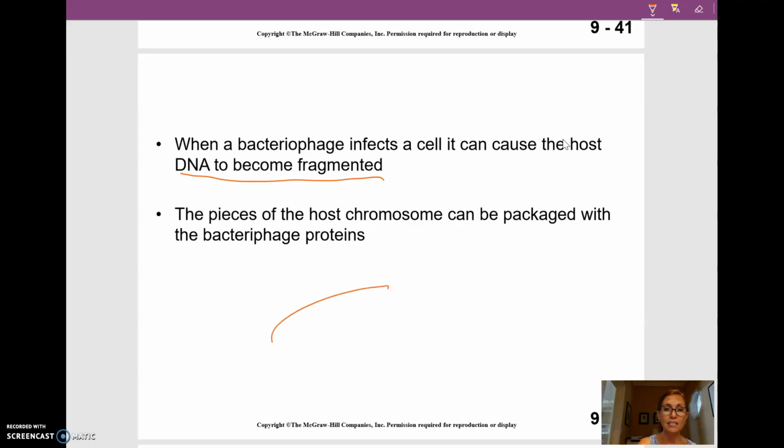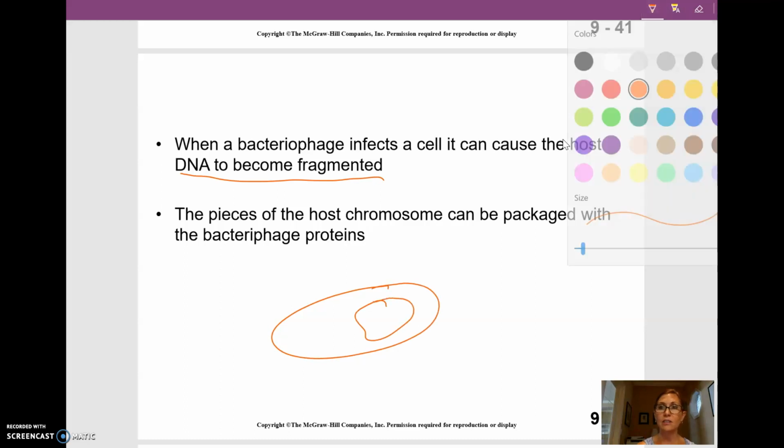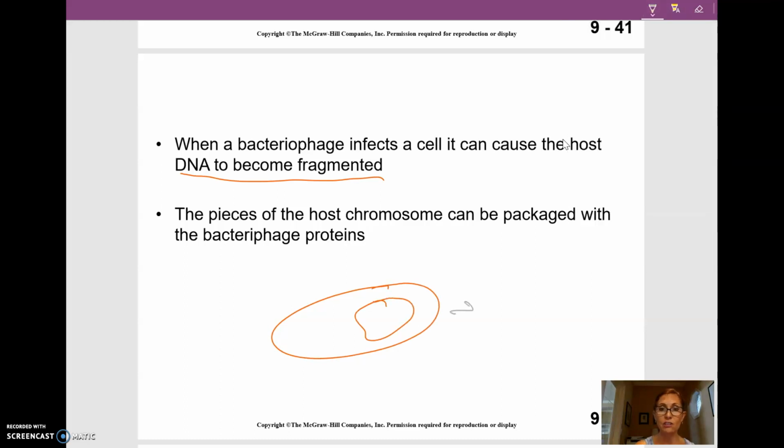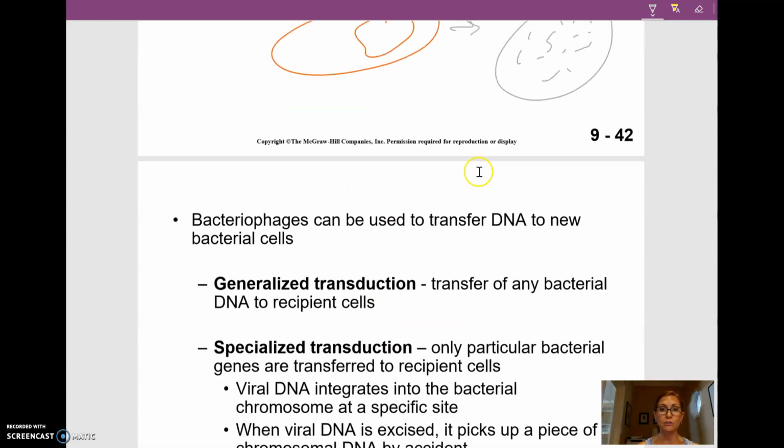So the idea is you have a bacterial cell with its chromosome here, and after phage infection, that cell has basically all types of just chunks of DNA floating around in the cytoplasm. Eventually the cell lyses or explodes.